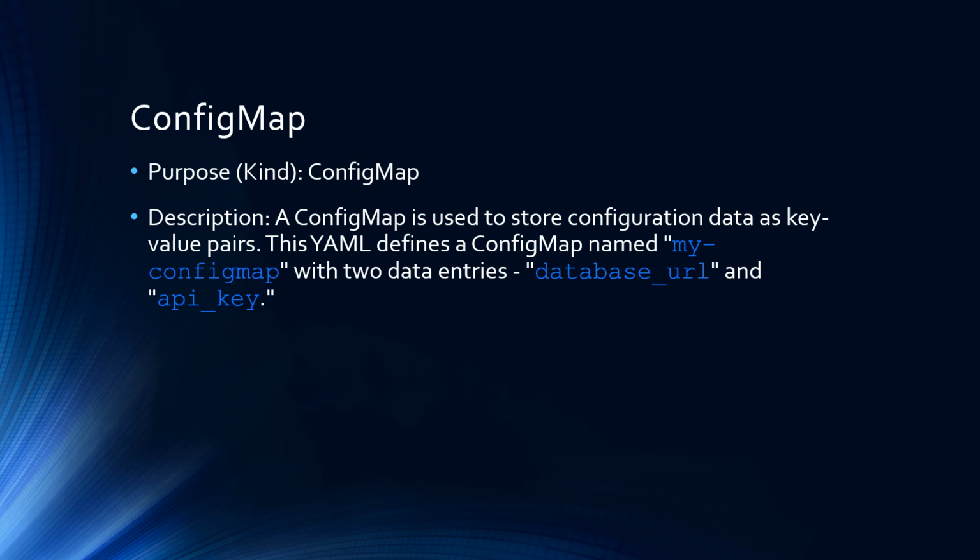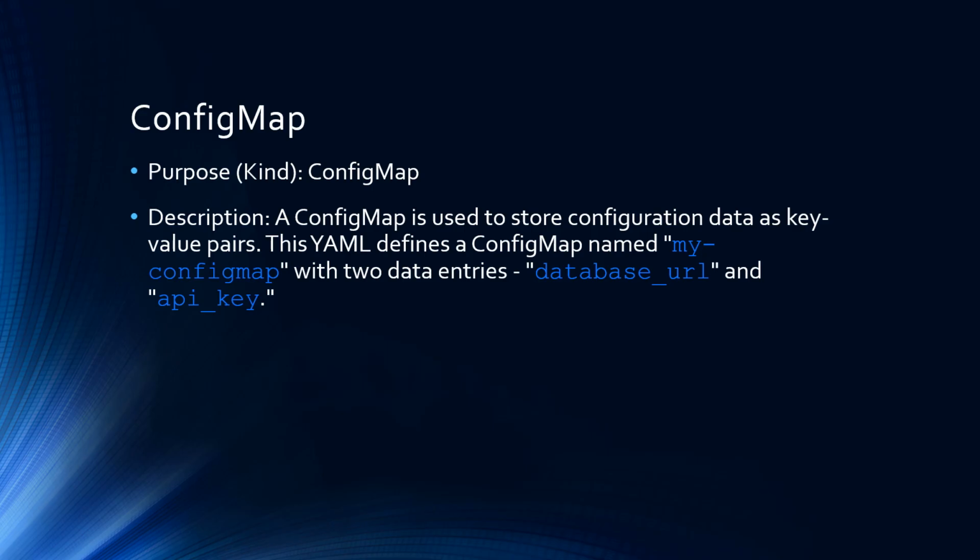Let's explore config maps, a powerful Kubernetes object that helps manage application configuration separately from application code. This separation of configuration from code is a key principle in cloud-native applications. Config maps are designed to store non-sensitive configuration data in key-value pairs. In our example, we're storing a database URL and an API key, though in practice, sensitive data like API keys should be stored in secrets instead.